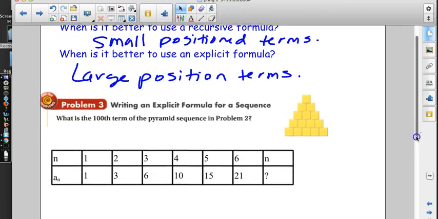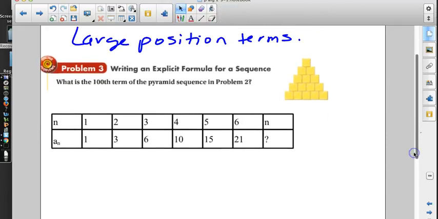So we've got our little pyramids again, and this says we're going to write an explicit formula for a sequence with the pyramid, and they want to know what's the 100th term of the pyramid sequence in problem 2. I don't want to do recursive. I don't want to sit there and say add this, add this, add this. I want to do explicit. So explicit means I have to tell them this is my formula involving n, not a sub n minus 1. You're not going to use the previous term. You're going to use what you have in the table.